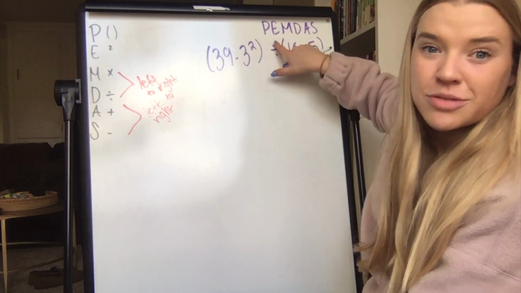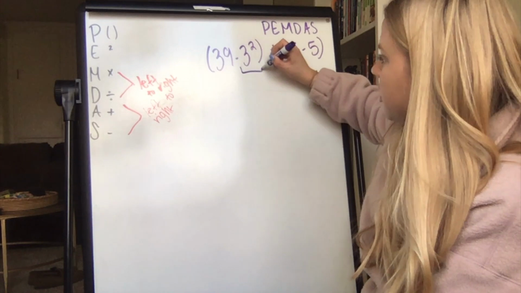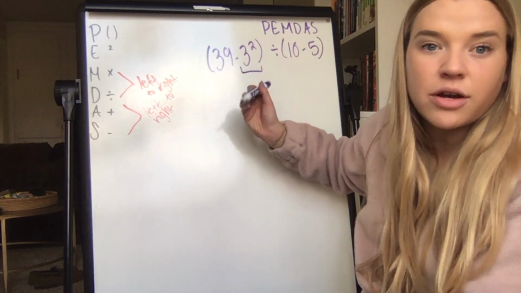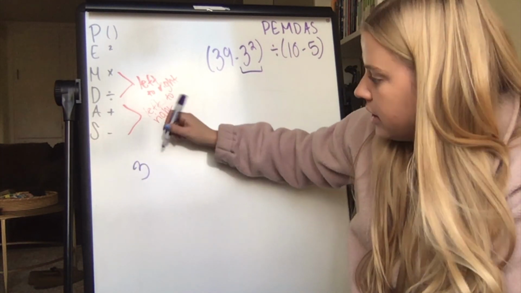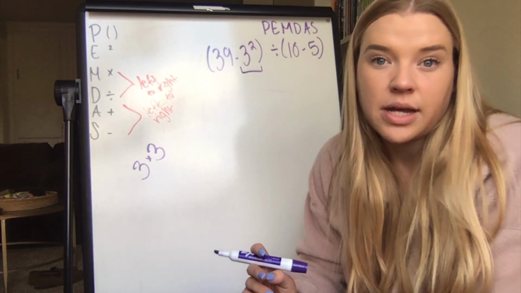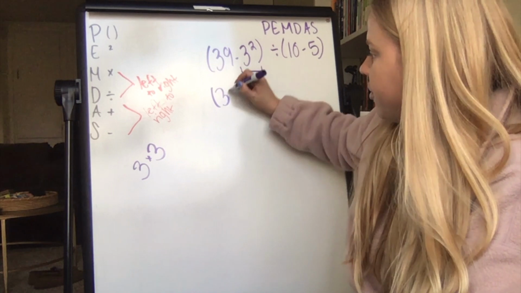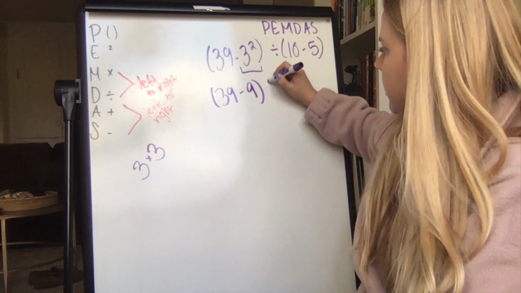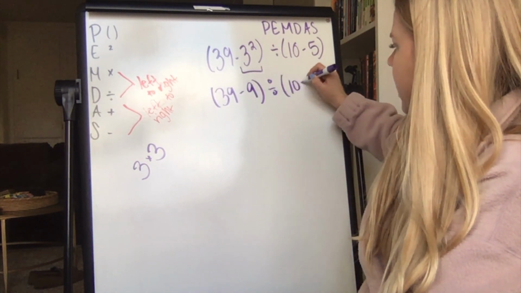I'm going to solve my exponents before I solve my subtraction. So the first thing I'm going to do is solve 3 squared. 3 squared, my base is 3. It's written 2 times. It is repeated multiplication. 3 squared is the same thing as 3 times 3, which is 9. So now I have (39 minus 9) divided by (10 minus 5).